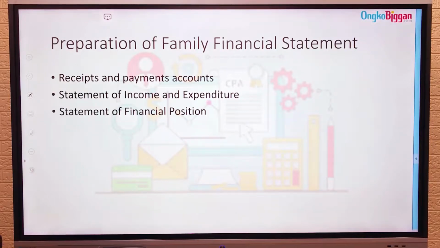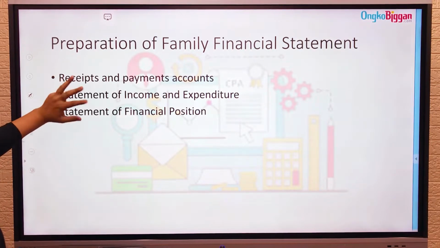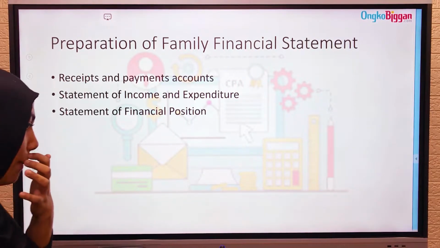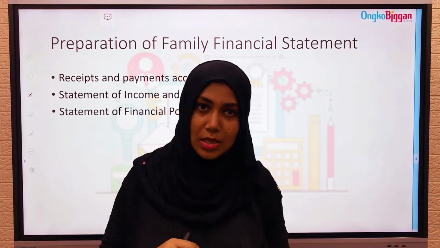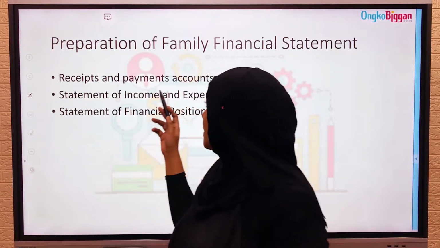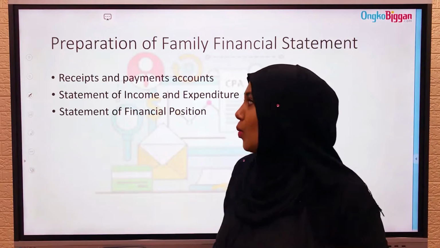Next, the preparation of family financial statements. What's that? Preparation of receipts and payments. There are basically three categories, I would say. First of all, receipts and payments accounts. Basically, most of the family transactions are cash transactions. So that's why the receipts and payments account is number one.